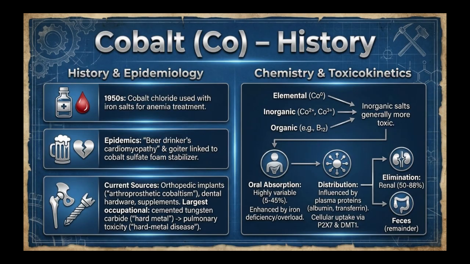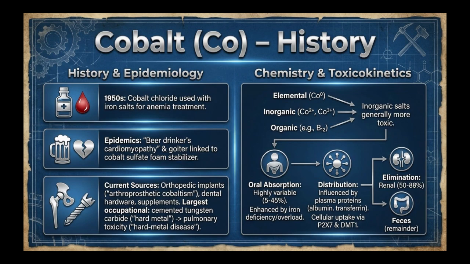Animal studies show that oral absorption of cobalt oxides, salts, and metal is highly variable, ranging from 5 to 45% of bioavailability. Human studies indicate that iron deficiency and iron overload, as seen in hemochromatosis, can enhance absorption of cobalt through the small intestine. Inhaled cobalt oxide is approximately 30% bioavailable. The distribution of cobalt in the body is influenced by plasma proteins, primarily albumin and transferrin, which also bind iron. This explains its erythropoietic effect.